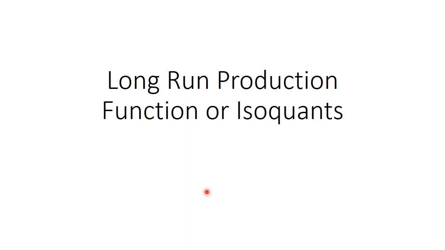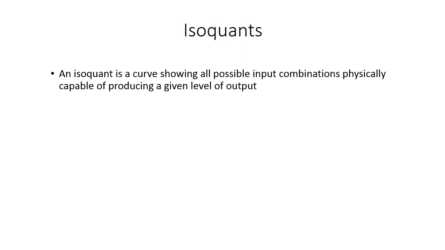In this video, I am going to cover long run production function. My previous video talked about short run production function, in which I covered the law of variable proportions. In the long run, we have isoquants. Isoquants are similar to indifference curves in consumer behavior.